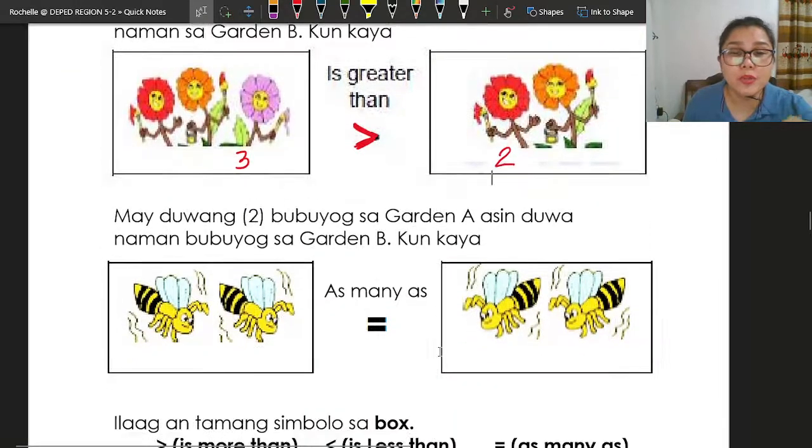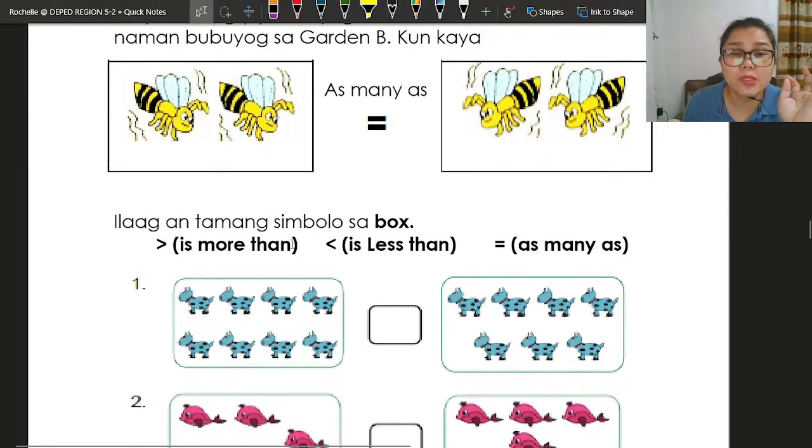So, may duwang bubuyog sa garden A as in duwa naman ang bubuyog sa garden B. So, 2 bees, and then on the other garden, there are also 2 bees. So, we can say 2 is as many as 2. So, kapag pantay. So, we have now the symbols more than, less than, or as many as. In the previous pages, we have their greater than. So, same lang naman.